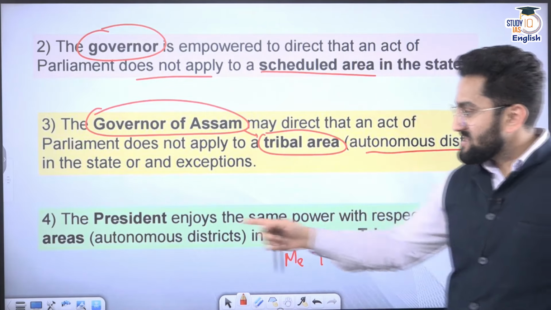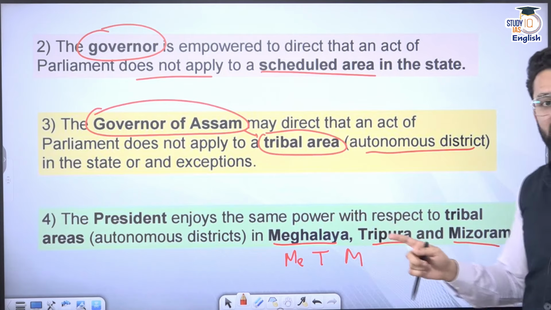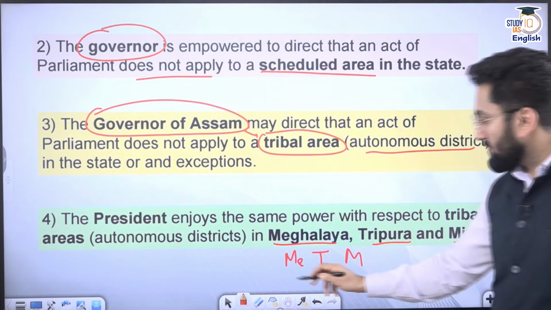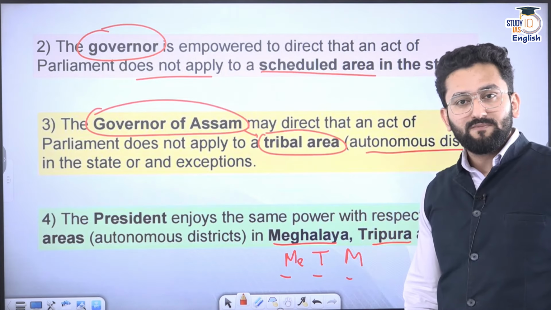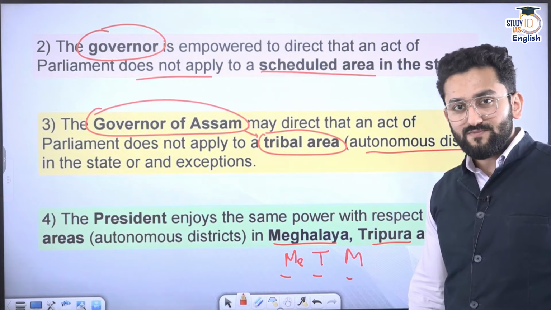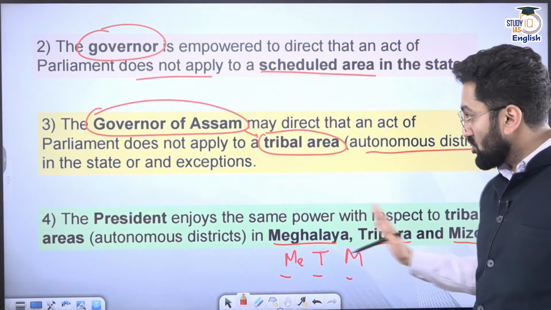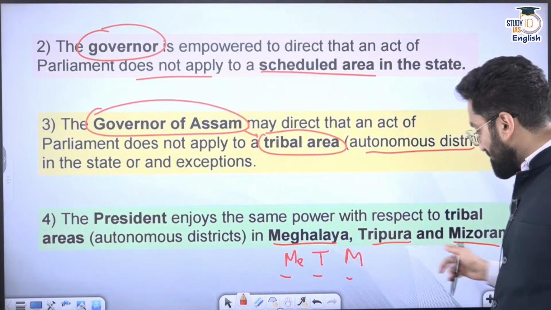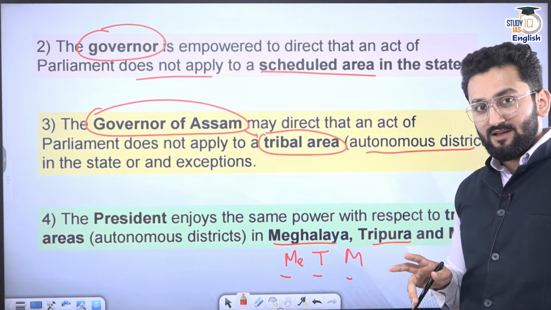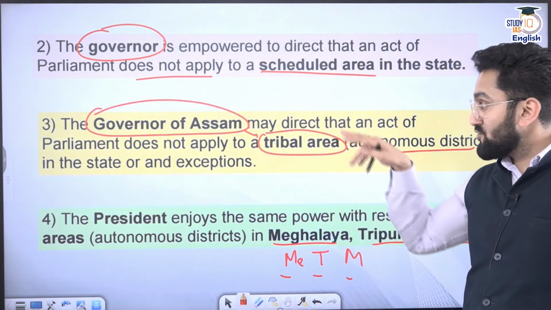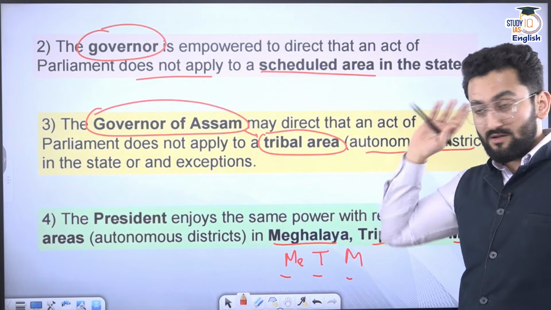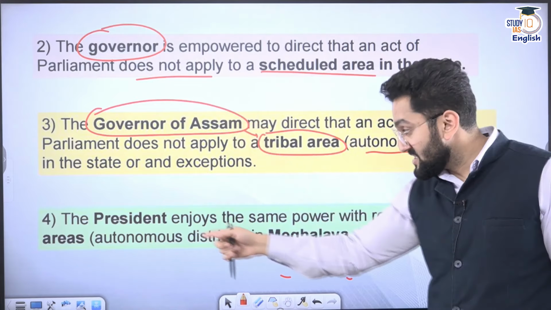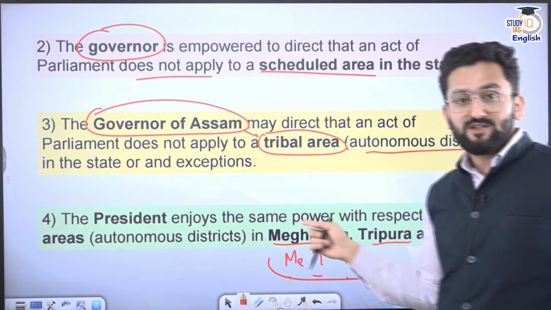Okay, now another: the President enjoys the same power with respect to 3 states. Please remember Meghalaya, Tripura and Mizoram. You can remember MeTM. Clear? I hope it is clear. Please remember these exceptions. Nowhere have I mentioned Arunachal Pradesh, and I have not mentioned Nagaland. Although these specific areas, say scheduled areas, can be covered by the Governor, the Governor has the power to supersede a law made by Parliament. But in the case of these 3 states, the President enjoys this power.